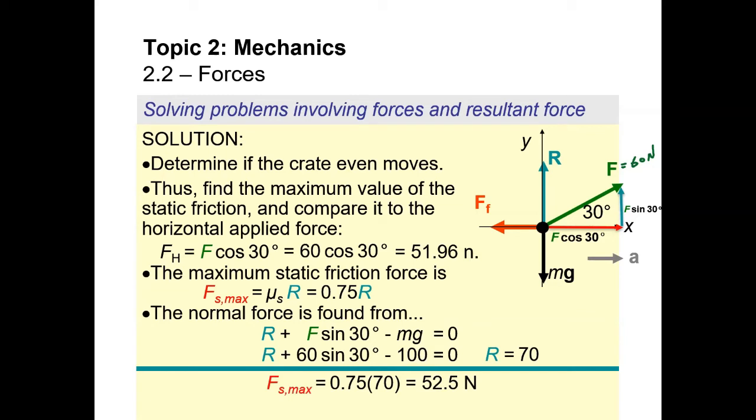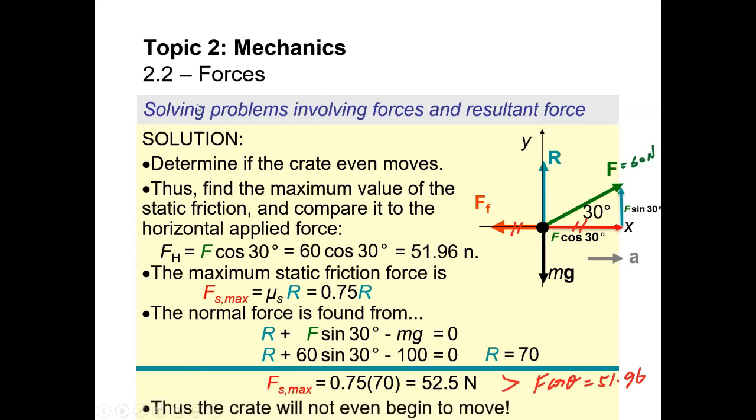Plug R into the maximum static friction formula. Coefficient of static friction 0.75 times normal force 70 gives us 52.5 Newtons. Maximum static friction, 52.5 Newtons, is larger than the horizontal applied force, F cosine 30 degrees, 51.96. Therefore, we conclude that the crate will not even begin to move.